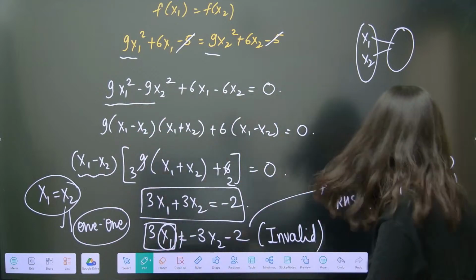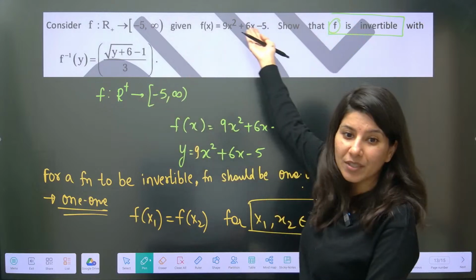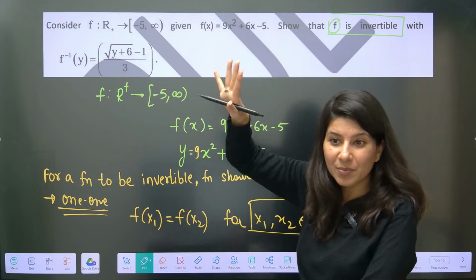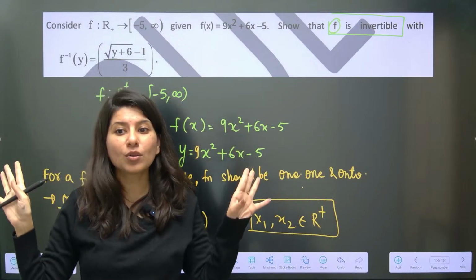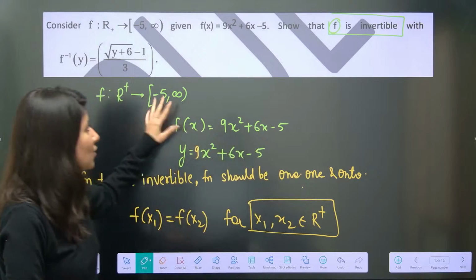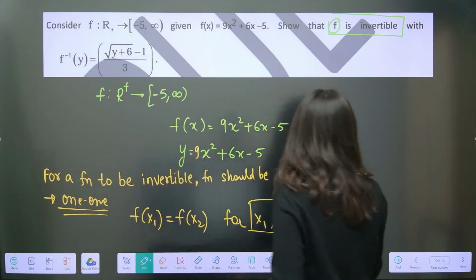And obviously, the question was that we have to show that it is invertible. It is given. We don't have to apply our brains. You have to prove it. If you're not able to prove it, you are wrong. The question is correct. So 1-1 is proved. What about onto? So now how to prove onto?